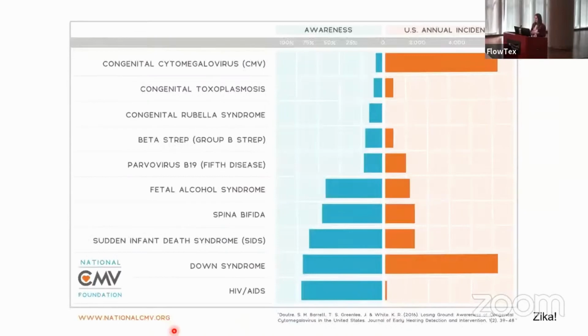And for those of you who are not so aware of congenital CMV, you're not alone. This is a survey in the US of women, looking at whether they're aware of a certain disease in newborns versus its incidence rate. You can compare congenital CMV with Down syndrome in terms of incidence, but the awareness is quite low.